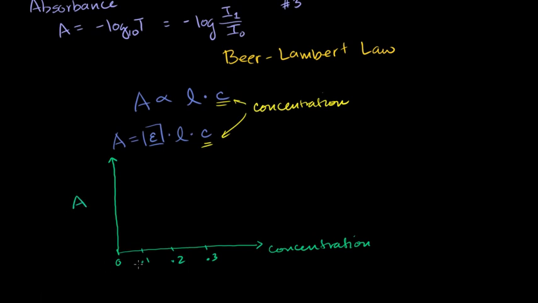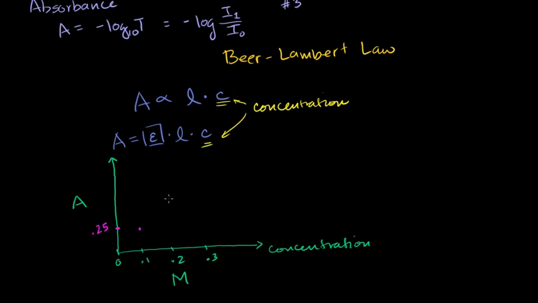Now, let's say you have some solution and you know the concentration. You know it is a 0.1 molar concentration. So let me write down M for molar. And you measure its absorbance, and you just get some number here. So this is a low concentration, it didn't absorb that much. Let's say it's 0.25.